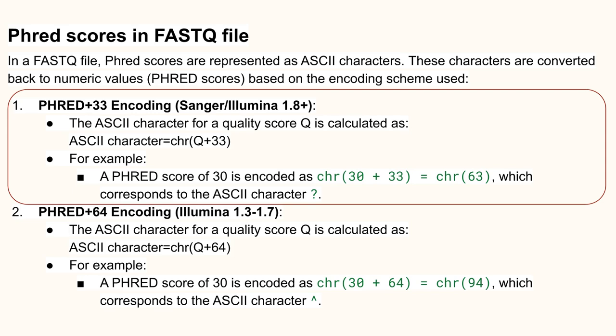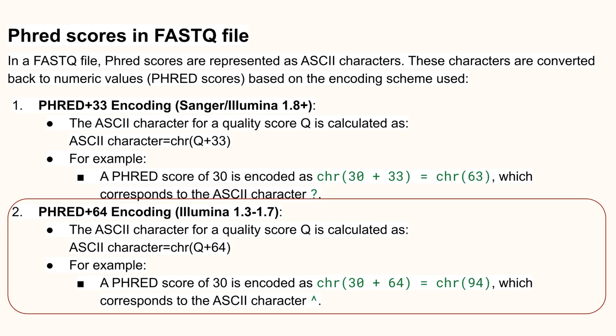In Phred 33 encoding, also known as Sanger and Illumina 1.8+, we take the Phred quality score and simply add 33. For example, a Phred quality score of 30 is encoded as the corresponding ASCII character. In Phred 64 encoding, also known as Illumina 1.3+, we take the Phred quality score and simply add 64. This encoding has been fading out. Modern sequencing platforms mostly use Phred 33 encoding.